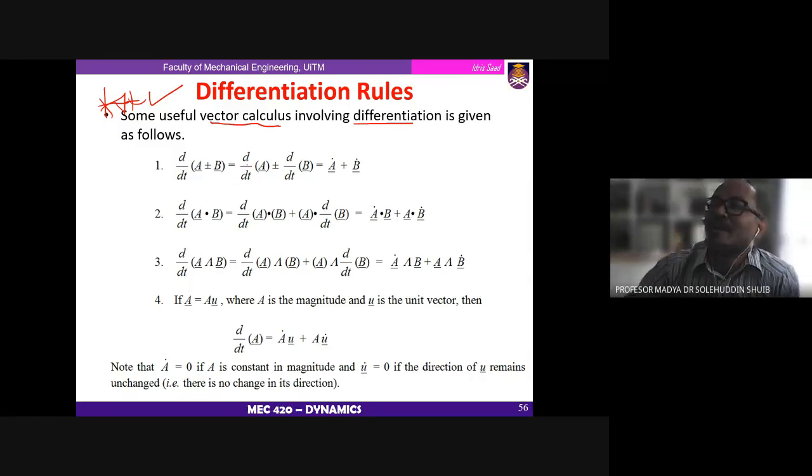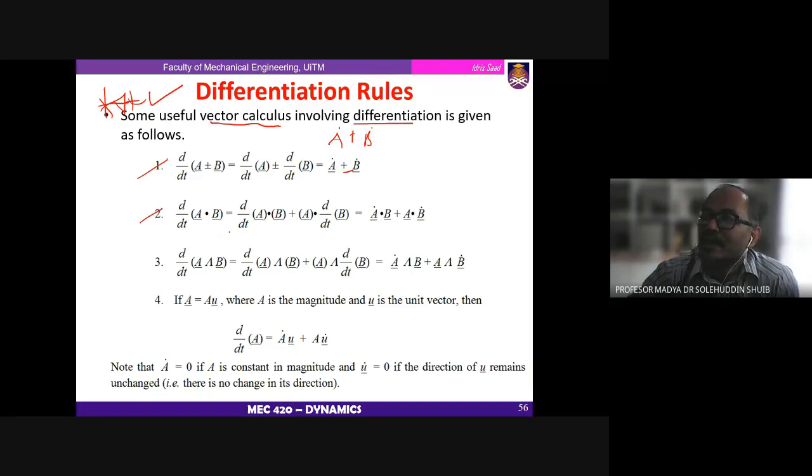So for this one, we look at the first one. You differentiate one by one. Start with A. You differentiate vector A, you get A dot, and then you differentiate B, you get B dot. This is plus minus. Same thing with the dot product. I think this one is clear.